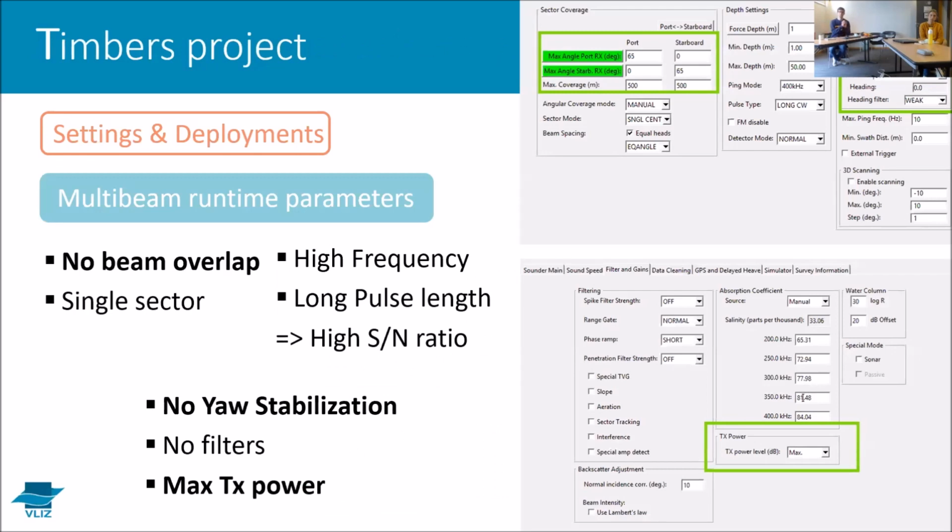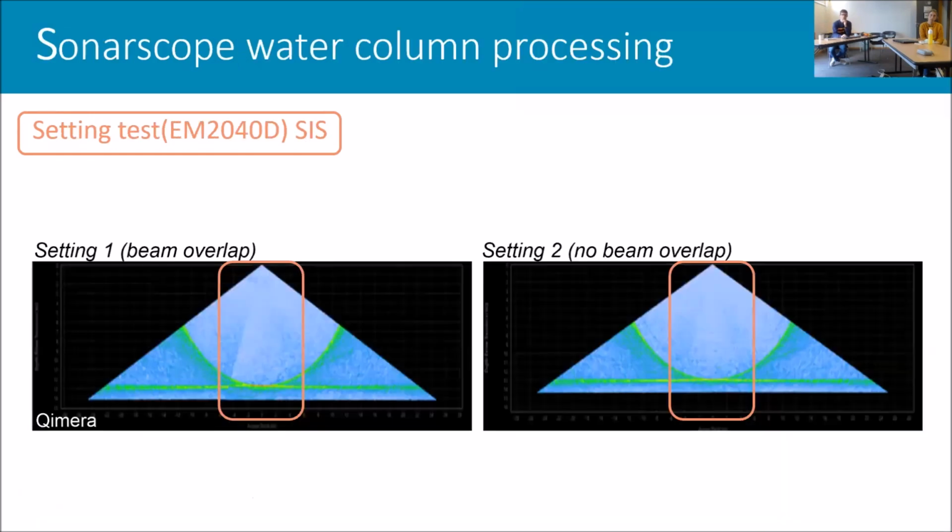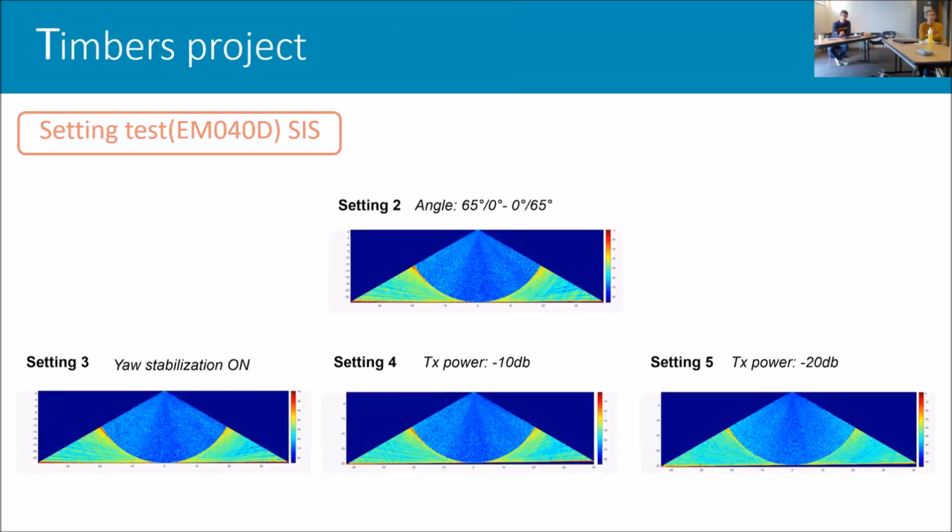Also, we played a bit with the transducer power, the yaw stabilization, and also with the beam overlap. When we had no beam overlap between the two heads, we saw that we also didn't have an artifact. And you can clearly see on the left image that due to the overlap between the 2 heads, we have a small artifact. So that's why we decided to go for no overlap between the 2 heads. And that also gives you no gap. That's what we feared for, but there's no gap in the data. Also, because we want the highest possible signal to noise ratio, it makes no sense whatsoever to reduce the power of the transmission.